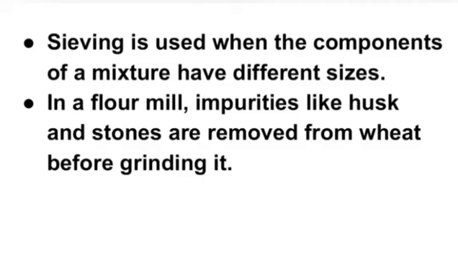For example, in a flour mill, impurities like husk particles, which are very small, and stones are removed from wheat before grinding it by using this sieving technique. In a flour mill, impurities are removed by this sieving method.